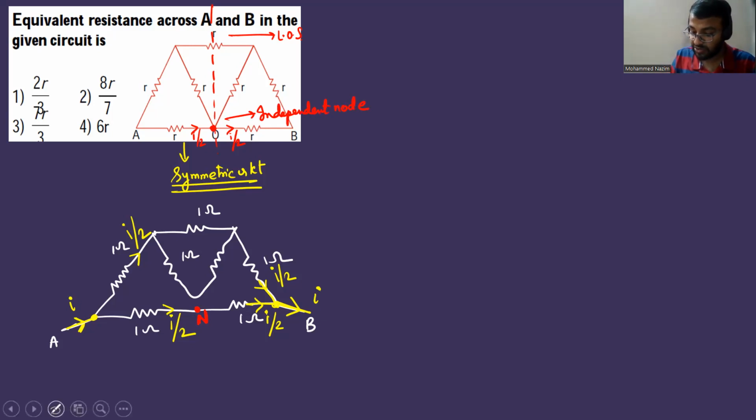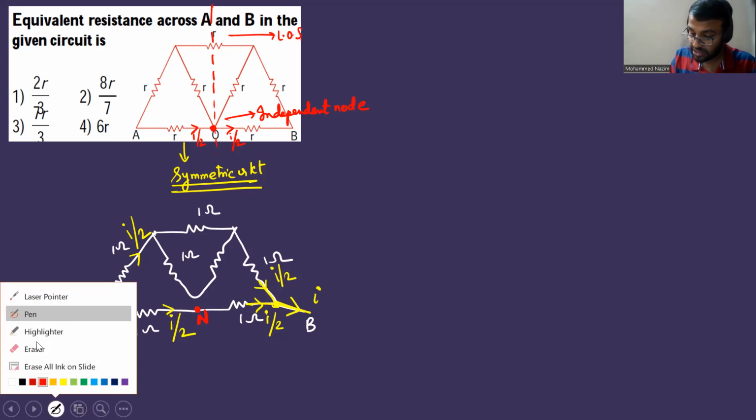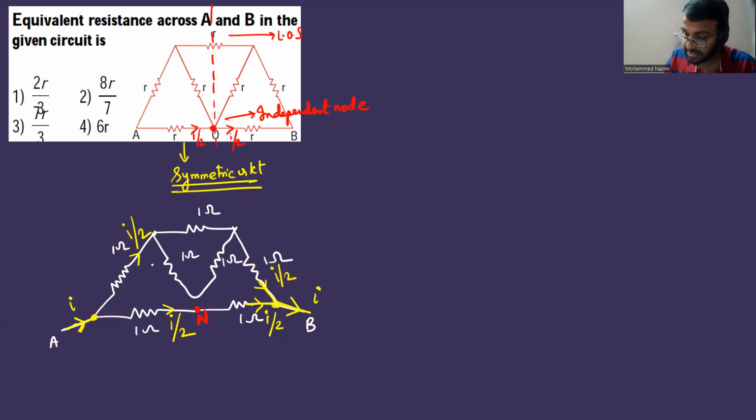Now you can easily solve the network. Only if you understand this point, you can easily solve. How are this resistance and this resistance connected? In series, isn't it? So it will be 1 plus 1, that is nothing but 2. Now that 2 and this 1 at the top, how are they connected? This 2 and this 1 are connected in parallel.